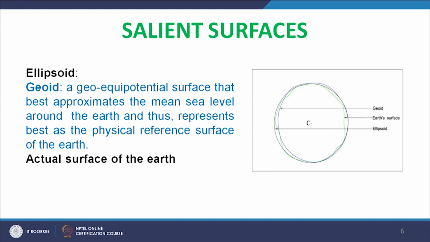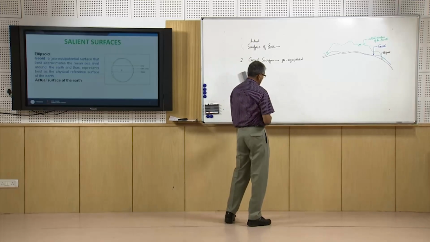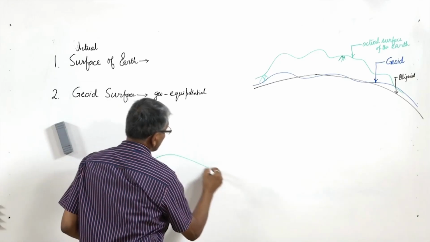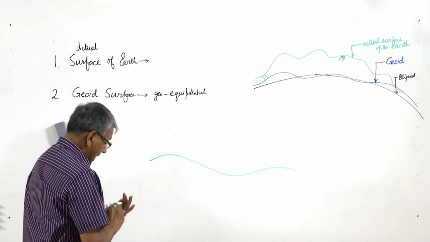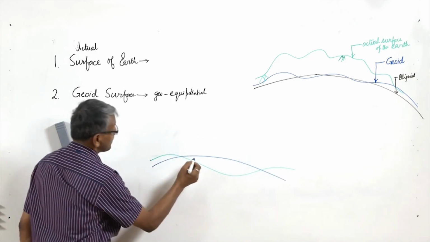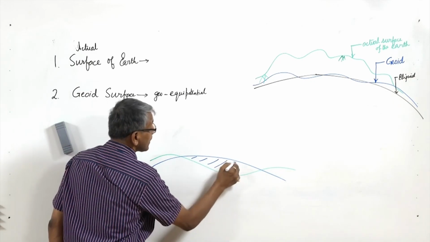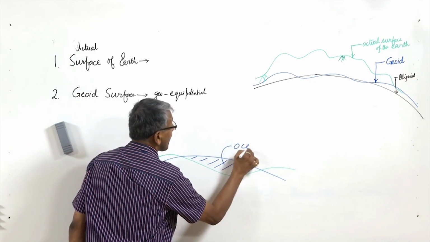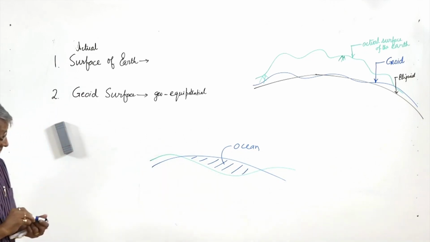But here you can see that sometimes the earth surface goes down and the geoid surface goes up, that means in all this area we have the sea surface. Wherever we find the surface of the earth is like this and the geoid surface is like this, that means this area is having ocean, water bodies.